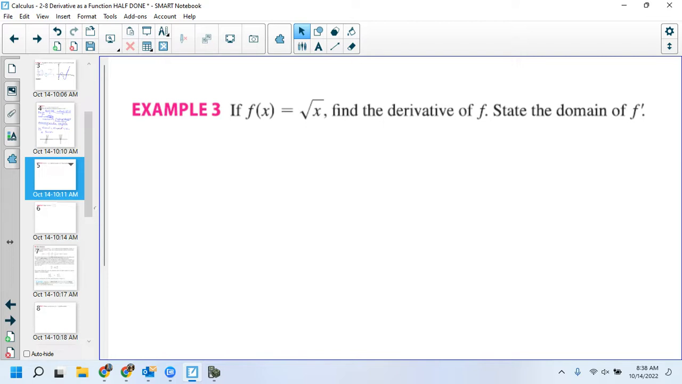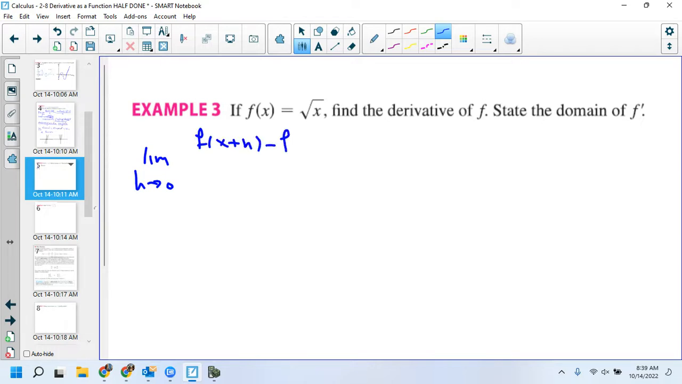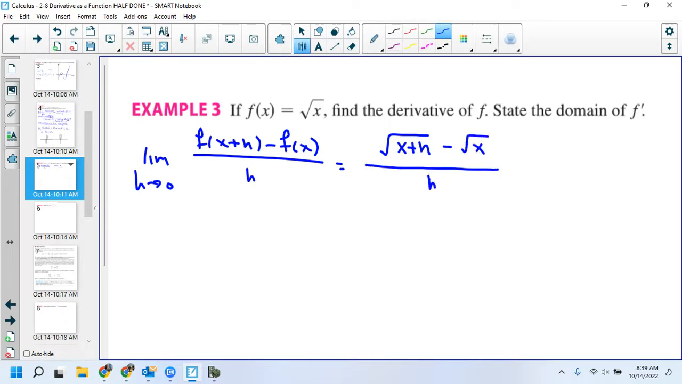So let's do that. We've got the square root of x. Let's find the derivative, f prime, and we're going to state the domain of f prime as well. Okay, so let's use that difference quotient. Let's say we've got the limit as h going to 0 of f of x plus h minus f of x all over h. All right, let's plug in x plus h. So this is going to be the square root of x plus h. Okay, that's easy to plug in. There's no reducing there. Minus the square root of x, all divided by h.